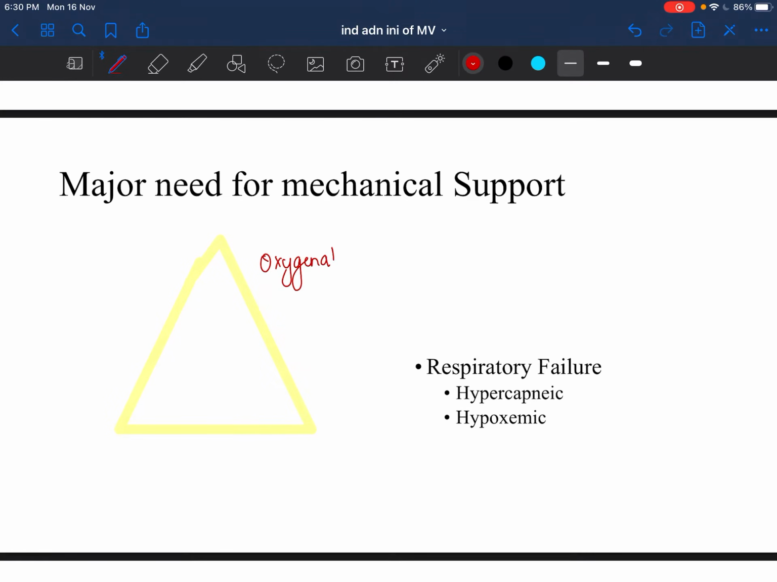Oxygenation means increasing the arterial oxygen concentration. A problem in ventilation. Ventilation means exhaling out or pushing out the carbon dioxide from the blood, or airway protection.